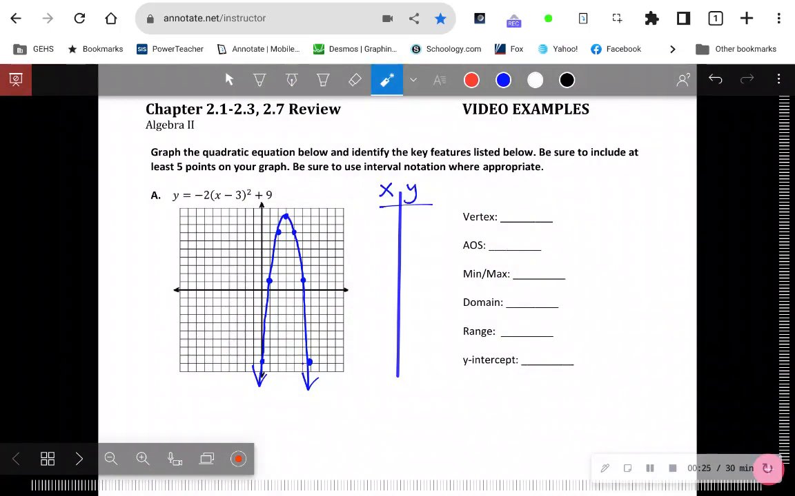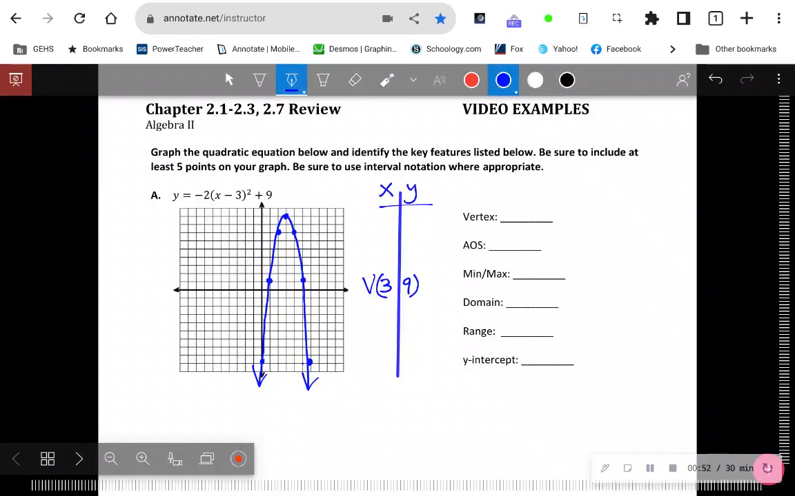Okay, we're going to start with this first equation here, and it's given in vertex form. So if you take the opposite of the h value, you'll see it right here, and the k value, you can find the vertex right away. The middle of this thing is at 3, 9. And you can see that vertex right there at 3, 9.